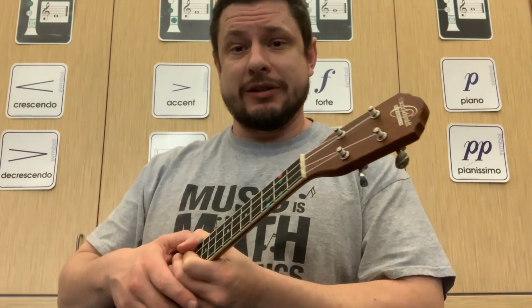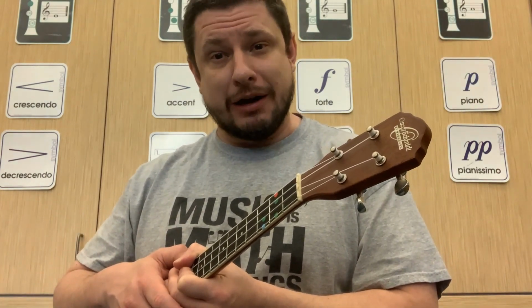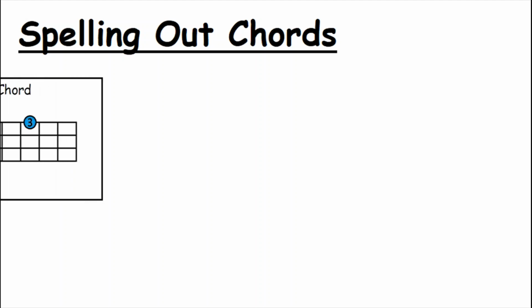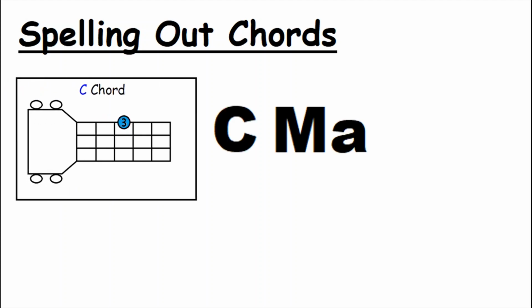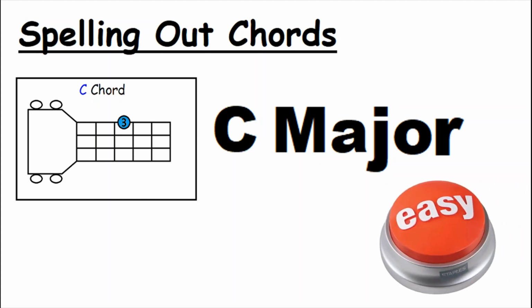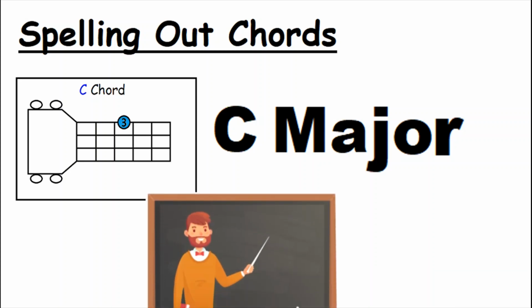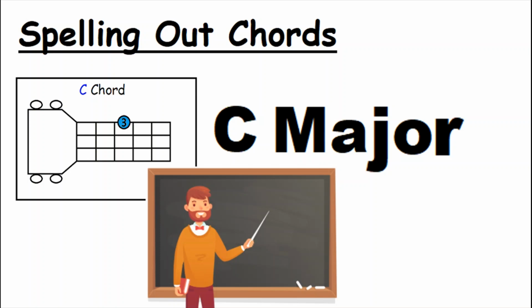Nice. And with this new understanding, we're ready for the next big topic of this video, spelling out chords. By spelling out chords, I don't mean spelling C major as C-M-A-J-O-R. Wouldn't it be nice if it was that easy? Unfortunately, it's not. However, the real way of doing this isn't too difficult either. All we need is a couple of major scales and the ability to count.